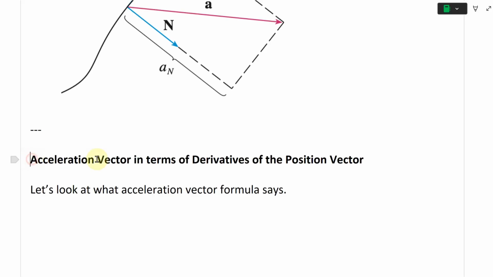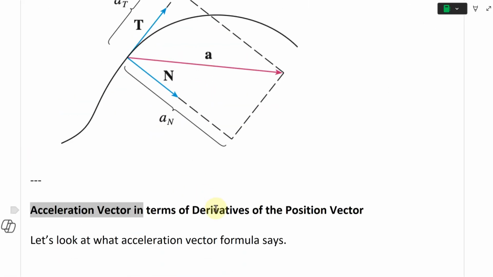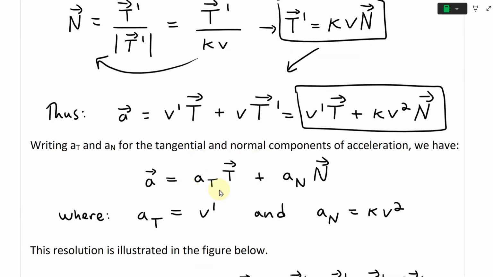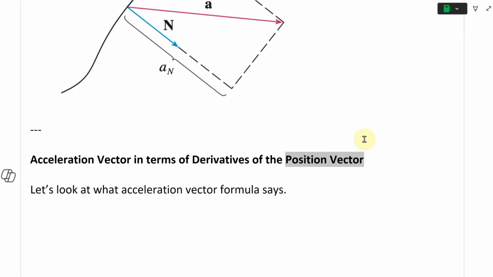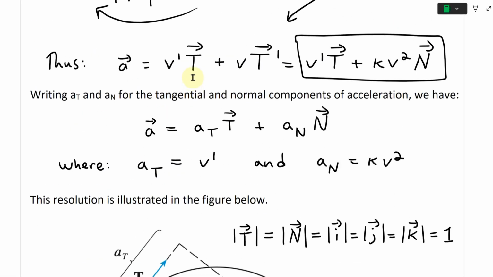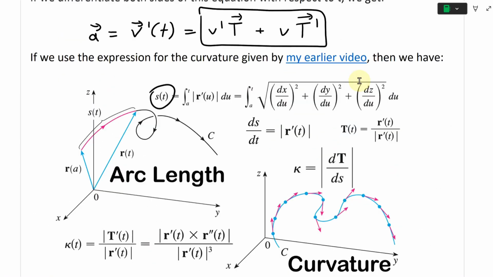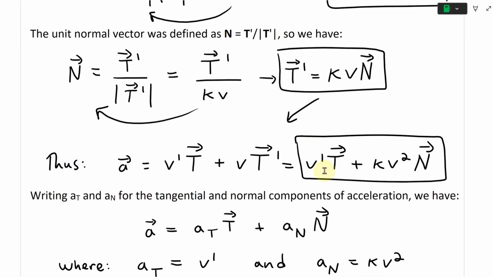Now look at the acceleration vector, the same one we're dealing with, but we're now going to write it in terms of derivatives of the position vector. So instead of dealing with all of this speed and so on, we will write it strictly as derivatives of the position vector and its magnitudes. So let's look at what the acceleration vector formula says. That's this one right here, the one I boxed.